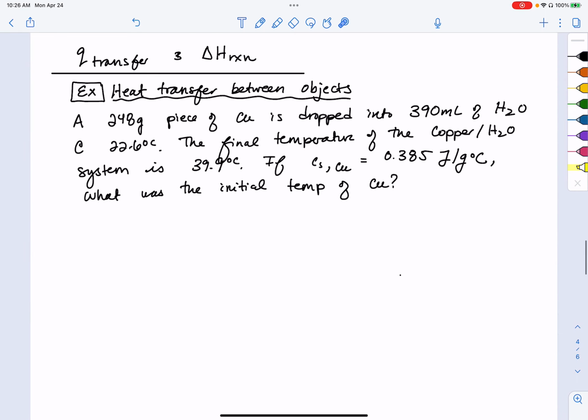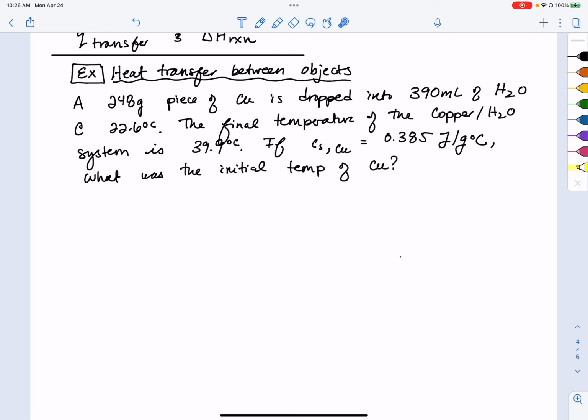So let's start with an example of looking at heat transfer between objects. I have told us here that we've got a 248 gram piece of copper that is dropped into 390 milliliters of water that is at some temperature, 22.6 degrees. So that is a lot of information. I think I'm going to draw this out to figure out what's going on.